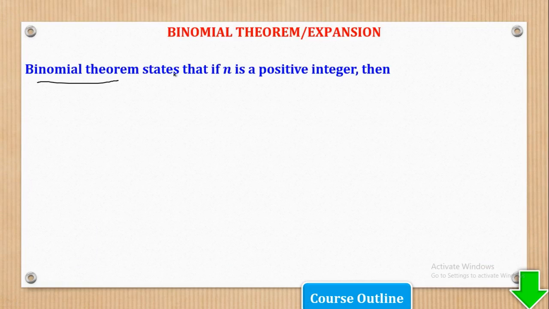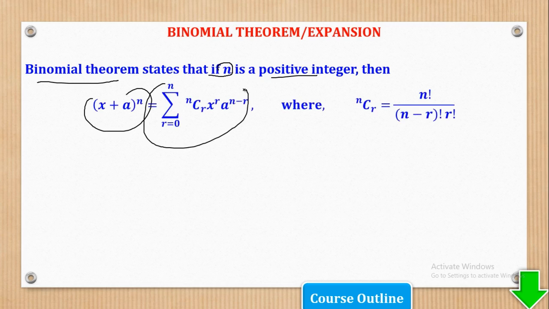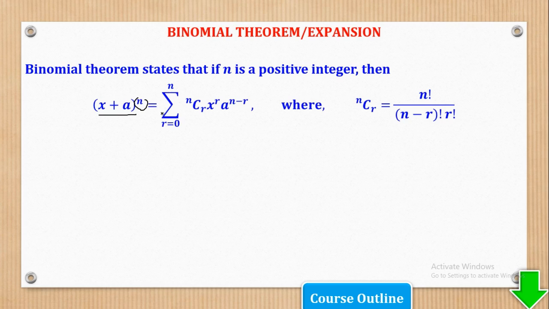So the binomial theorem states that if n is a positive integer, then this expression can be expanded using this formula. That means that (x + a) to the power n is equal to the summation from r equal to 0 to r equal to n of n combination r multiplied by x raised to the power r multiplied by a raised to the power n minus r. This is a formula which you need to remember. But we are going to derive an expression which will help us to do questions on binomial expansion.